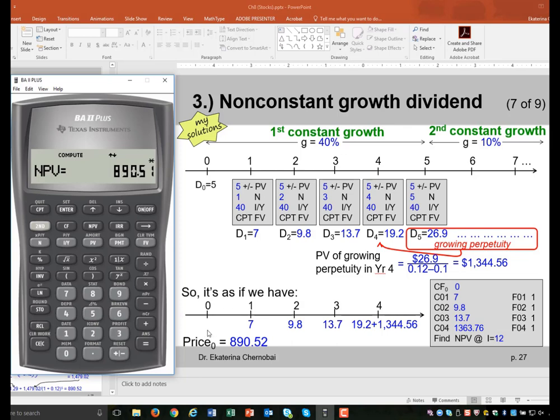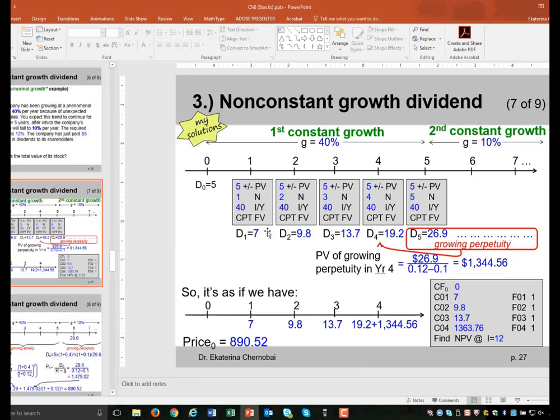Okay, so you would not want to pay more than $890.52 to buy a share of stock, which pays dividends that first grow by 40%, and they will start with $7, right? And after the 5th year, they will slow down and grow by only 10% indefinitely. So this is the maximum price you should be willing to pay for such stock.